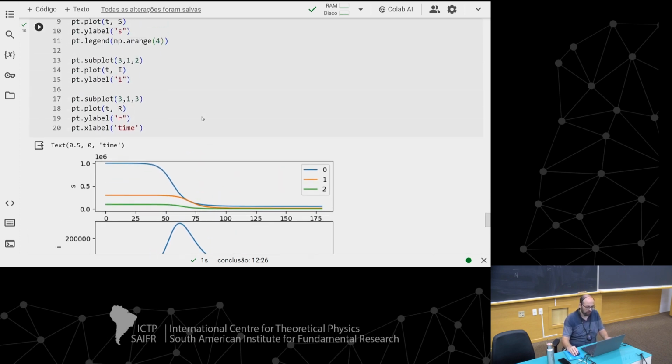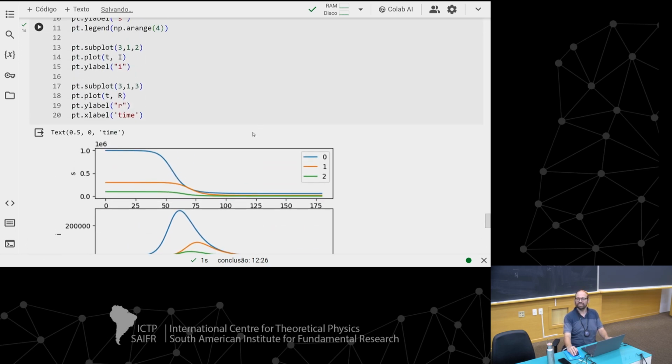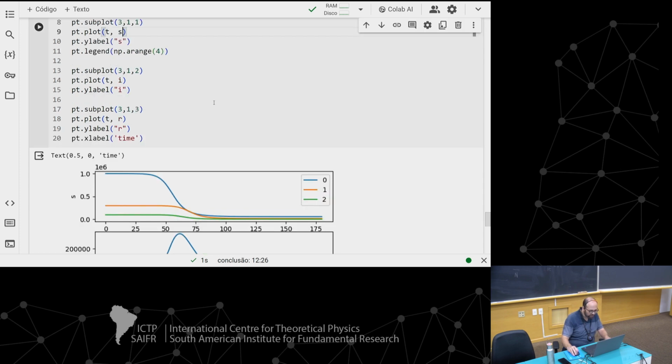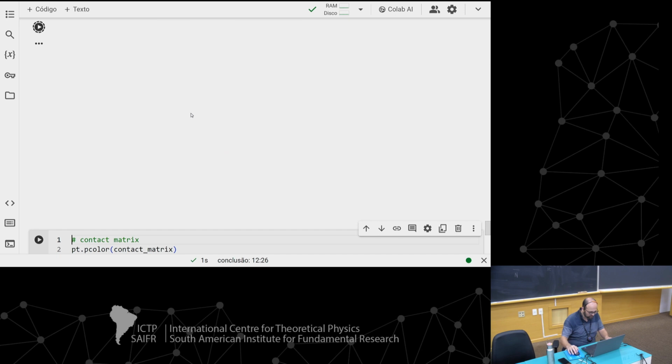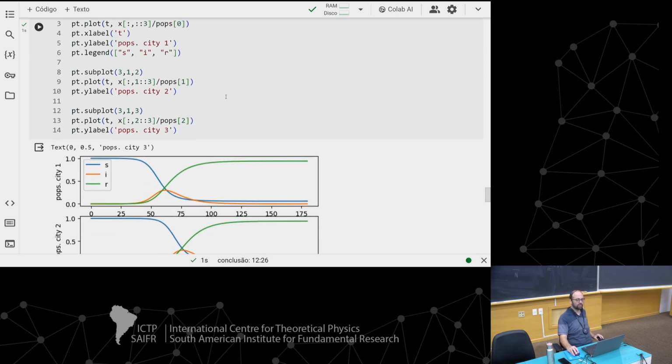Okay. Already with 3 cities, it's interesting to interpret this kind of stuff. I think the other plot is nicer, but okay. Questions, I want questions.